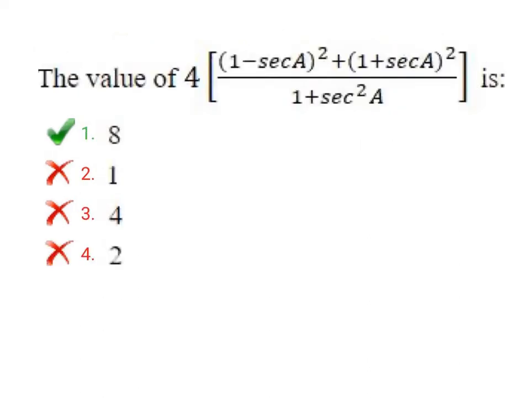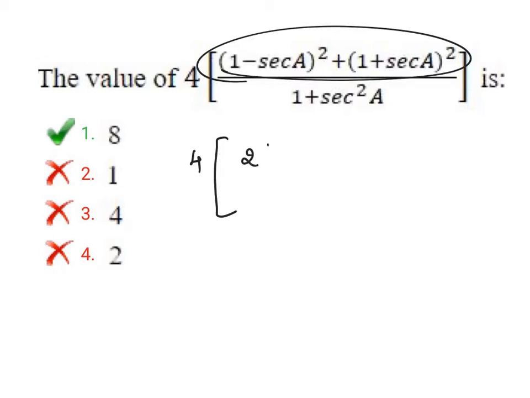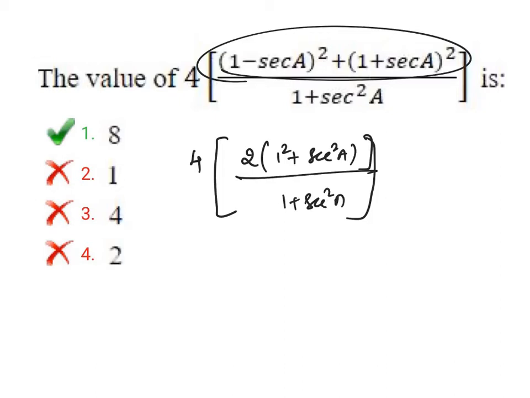The next, the value of 4 into, in the numerator you have a minus b whole square plus a plus b whole square, that is 2 into a square plus b square, 1 square plus secant square a by 1 plus secant square a. So 1 plus secant square a, 1 plus secant square a cancels. 4 2s are 8. That's also a simple formula again.